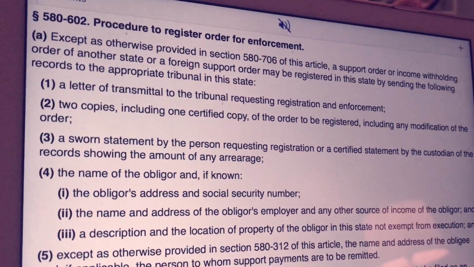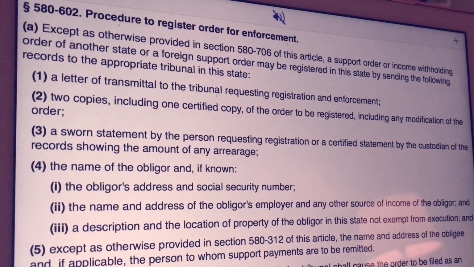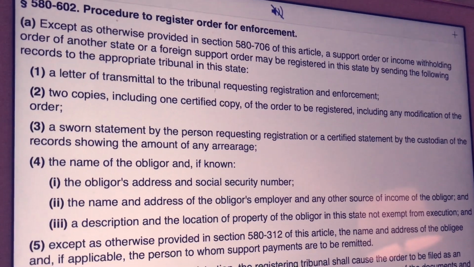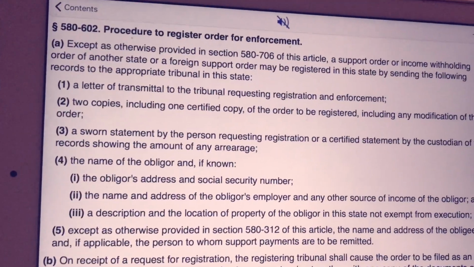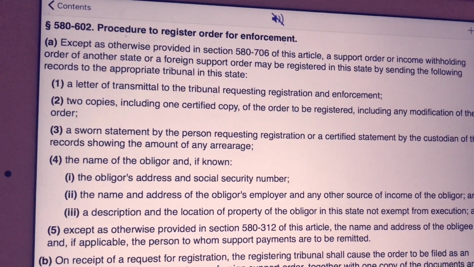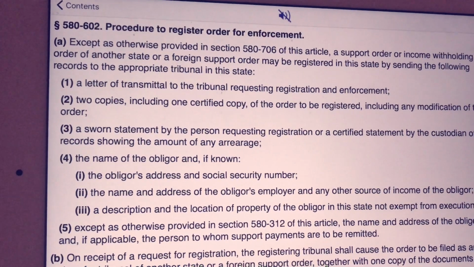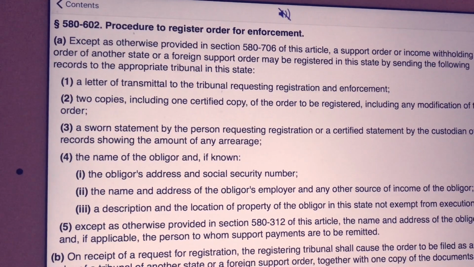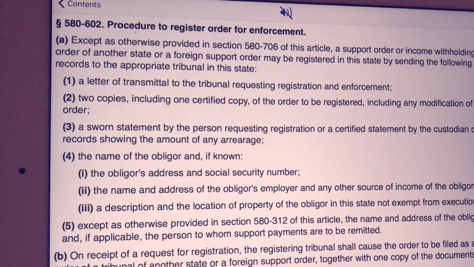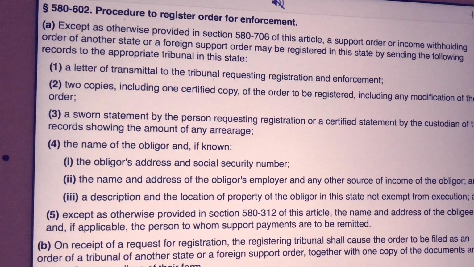580-602. Procedure to register order for enforcement, except as otherwise provided in section 580-706 of this article. A support order or income withholding order of another state or a foreign support order may be registered in this state by sending the following records to the appropriate tribunal in this state. 1. A letter of transmittal to the tribunal requesting registration and enforcement. 2. 2 copies, including 1 certified copy, of the order to be registered, including any modification of the order.